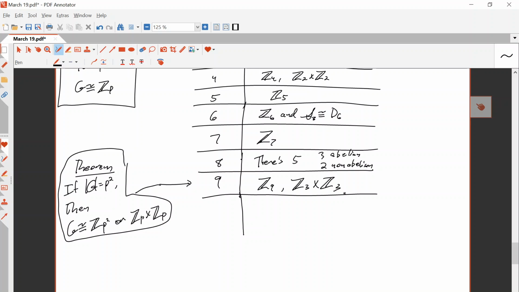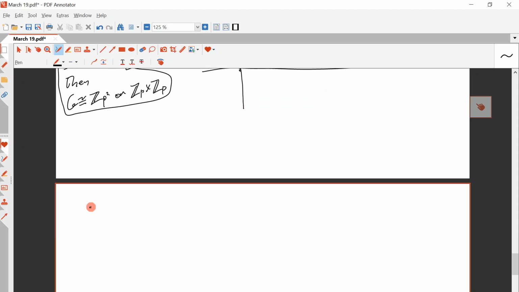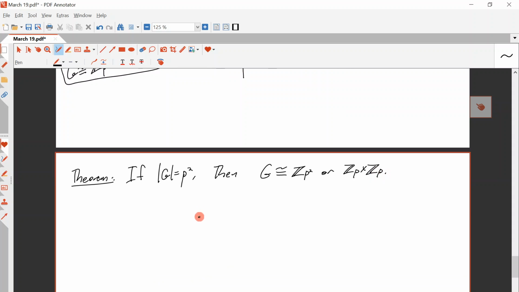We can't prove this completely, but we can prove part of it, and I'd like to do that right now. So let's prove part of this fact. If the order of G is equal to p squared, then G is isomorphic to Zp squared or Zp cross Zp. Okay, partial proof. We will be able to do the full proof later, but we can delay that later part and do the rest.